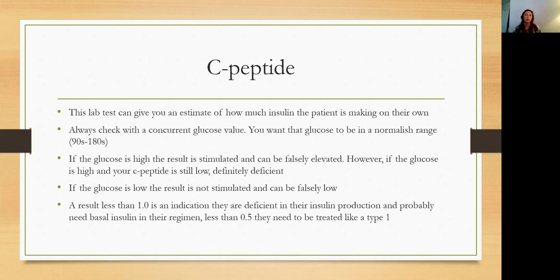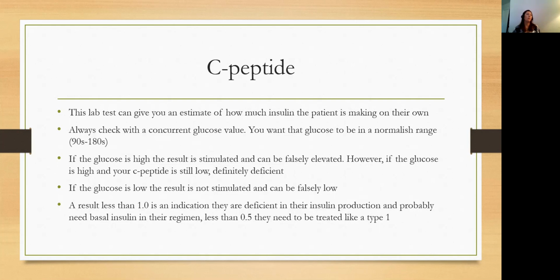All you do is you just order a C-peptide, and you order it with a concurrent glucose value. So you want to check a C-peptide with a blood sugar at the same time. So when you order this lab, you order that C-peptide and order a serum glucose at the same time. And the reason why you do them at the same time is that it can affect your results' validity. So if your glucose is high, the C-peptide result is stimulated, so it could be falsely elevated. However, if the glucose is high and your C-peptide is still low, then they're definitely deficient in insulin. If the glucose is low, the result's not stimulated and can be falsely low.